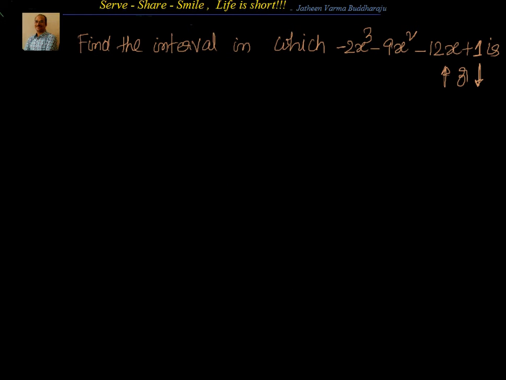Let's look at this example. We have been given: find the interval in which this function f of x is minus 2x cube minus 9x square minus 12x plus 1 is increasing or decreasing. So what we will do, first we'll write down f of x is equal to minus 2x cube minus 9x square minus 12x plus 1.